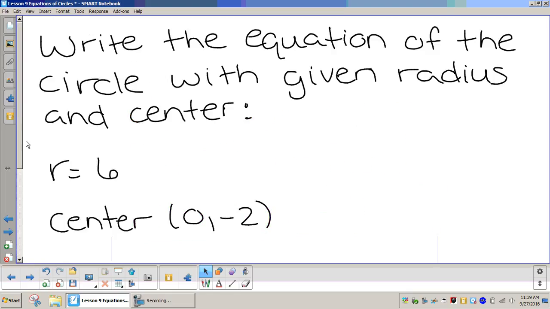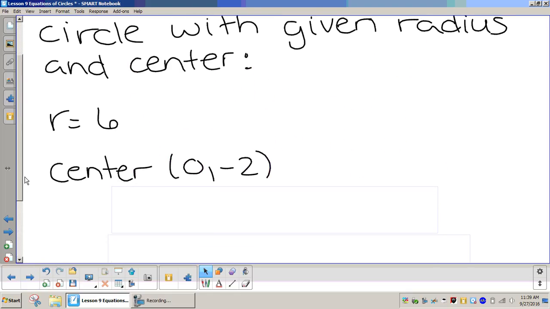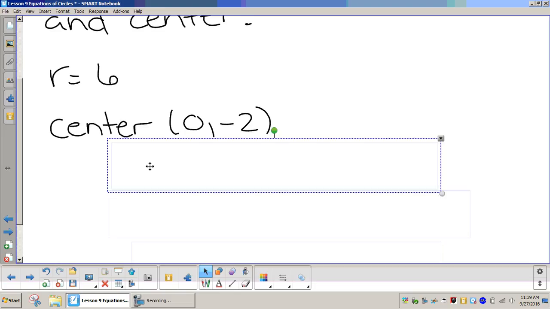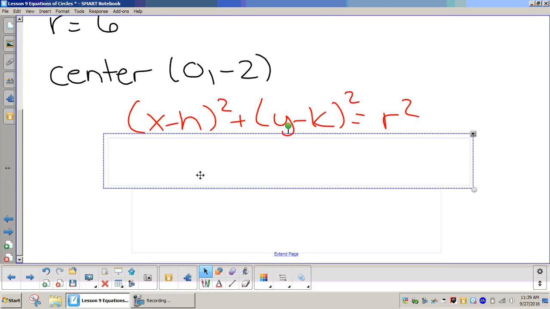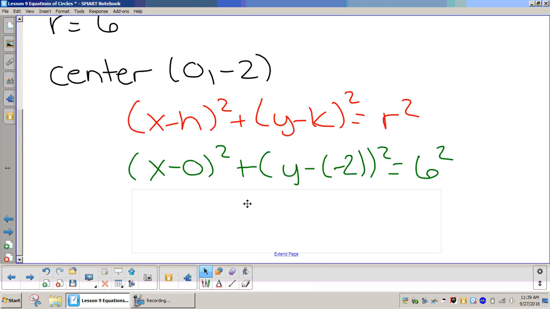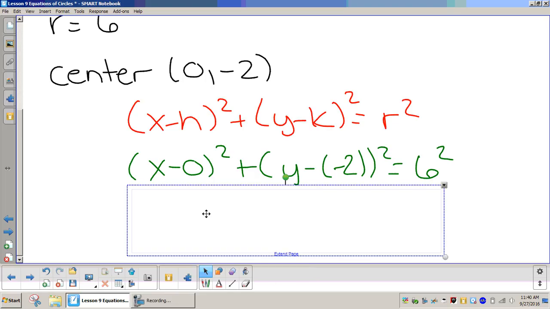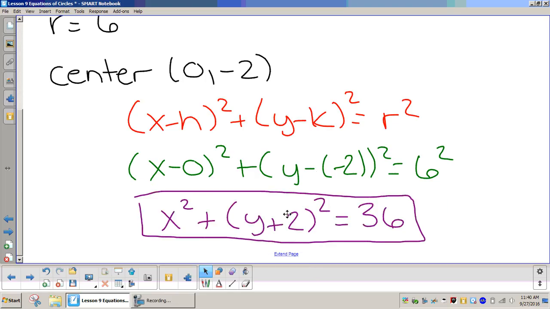Let's do the same thing for this information. Again, I'm writing the equation, so now I just have to plug in the correct numbers. 0 goes in for h, -2 goes in for k, and 6 goes in for r. X minus 0 just leaves me with x, so I'm just going to write x squared for that. My minus -2 becomes plus 2, and I can write 6 squared as 36. So whenever you see just x squared or y squared, that means that h or k is 0.